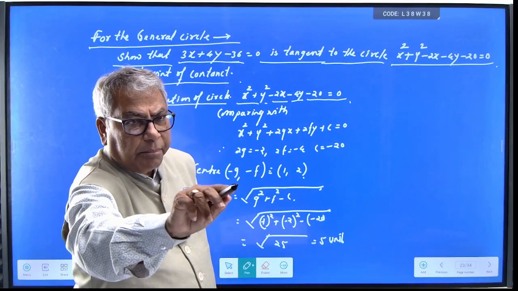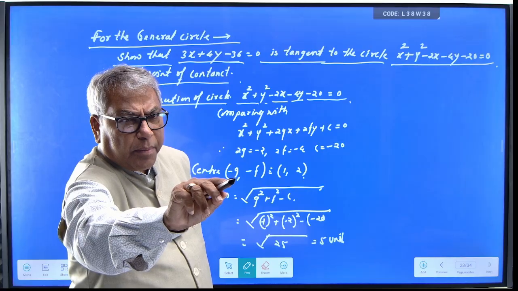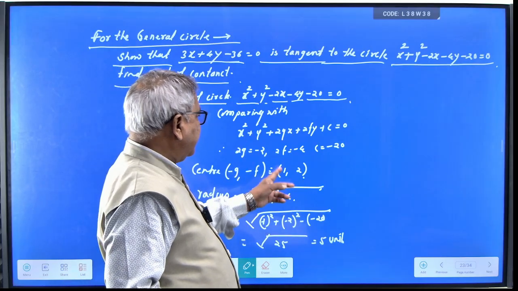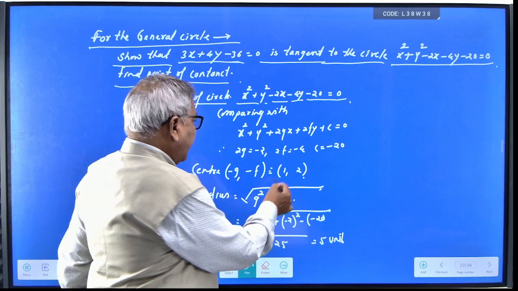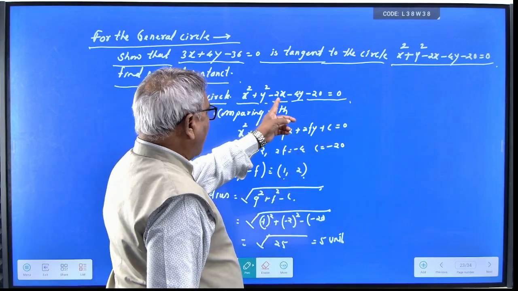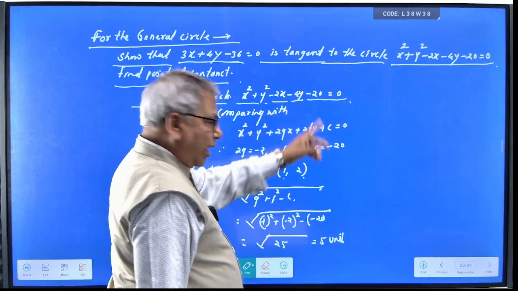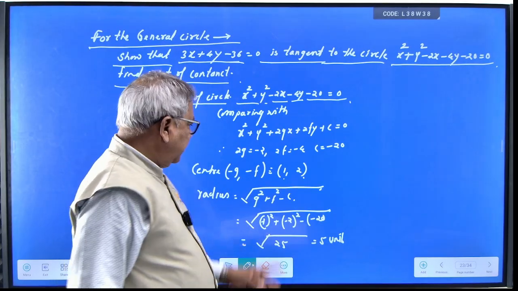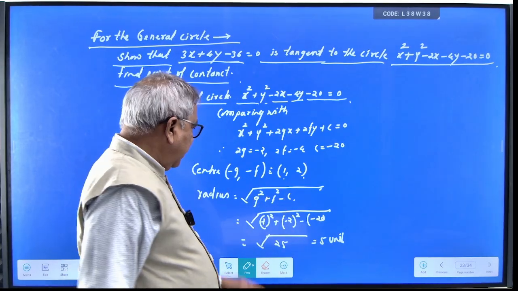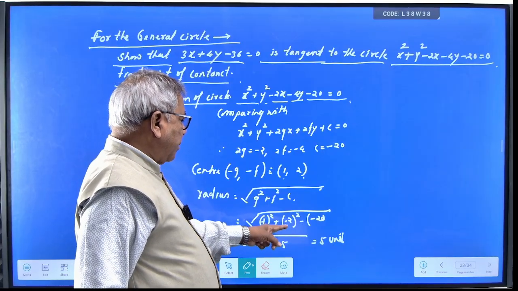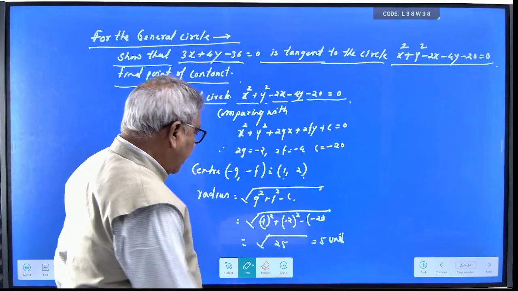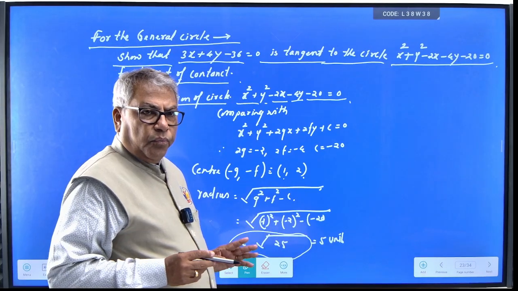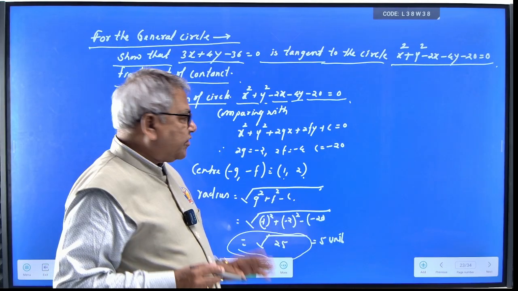Then you find minus g, minus f: half the coefficient of x with opposite sign, half the coefficient of y with opposite sign. So the center is minus g, minus f, which is 1, 2 here. So radius is equal to root of g square plus f square minus c. That's root of minus 1 square plus minus 2 square minus 20. So root 25, that is 5, is the radius. We have obtained the radius, we have obtained the center.